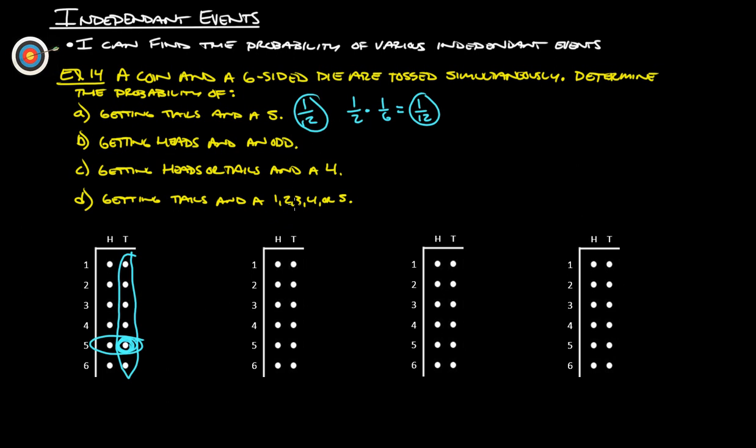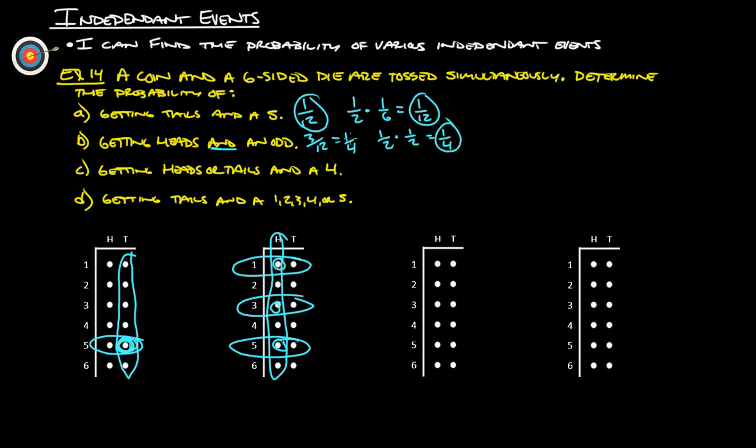Okay, getting heads and an odd. So here's heads, and then we also have all the odds, which are here, here, and here. Since it's "and," they have to both have happened. So it's these 3 out of 12, which is 1/4. Or again, you can take the probability of getting heads, 1/2, times the probability of getting odd, which is also 1 out of 2, because it's 3 out of 6, which reduces down to 1/2, and that gives us 1/4 as well.